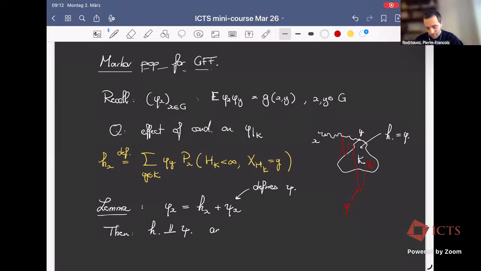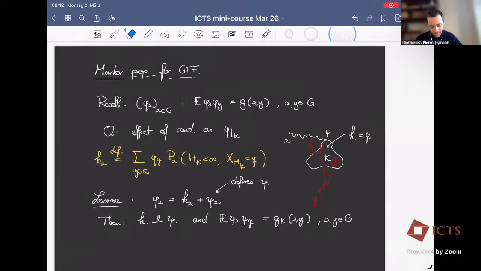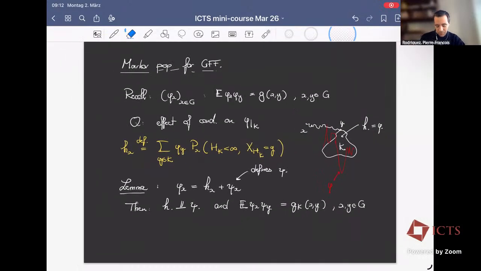And moreover, the covariance of the psi field is actually the Green's function killed on K. You see in particular that's consistent: if x is in K, then of course G_K is 0, and so psi is just 0 on K, which is clear since h is equal to phi there. So it's a sanity check.